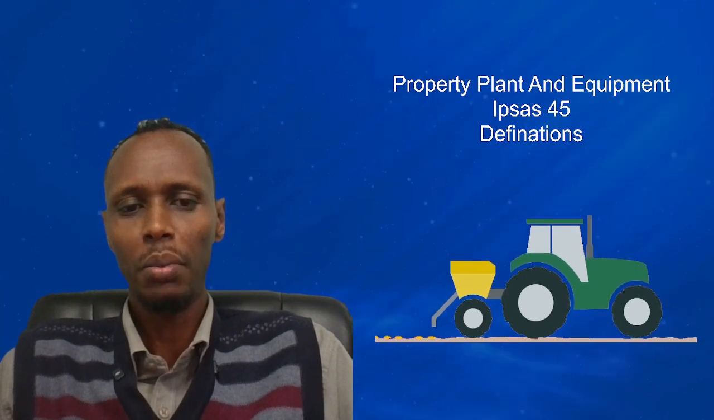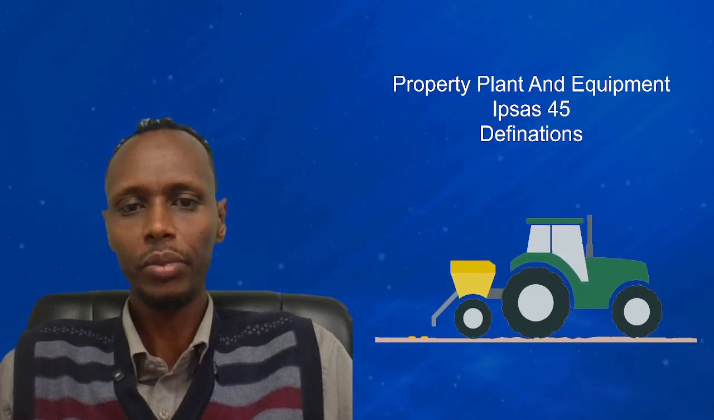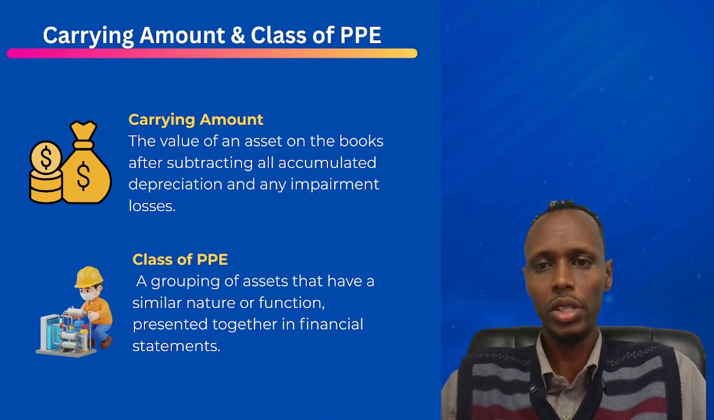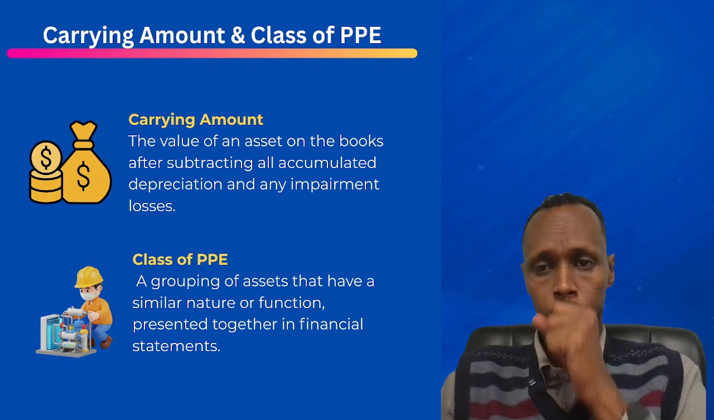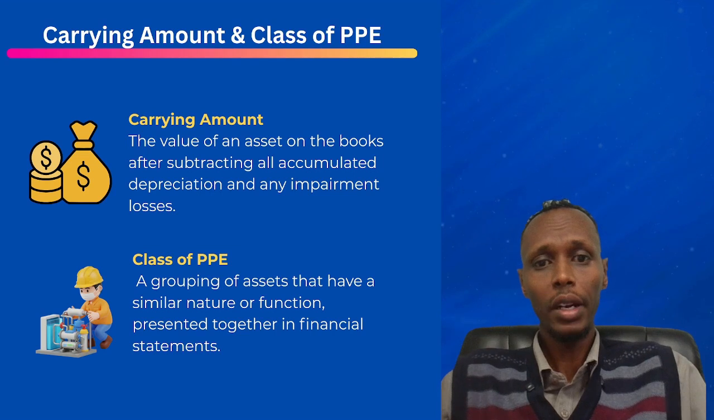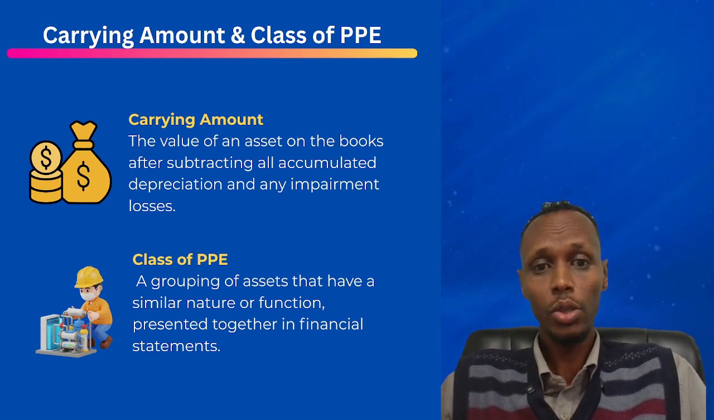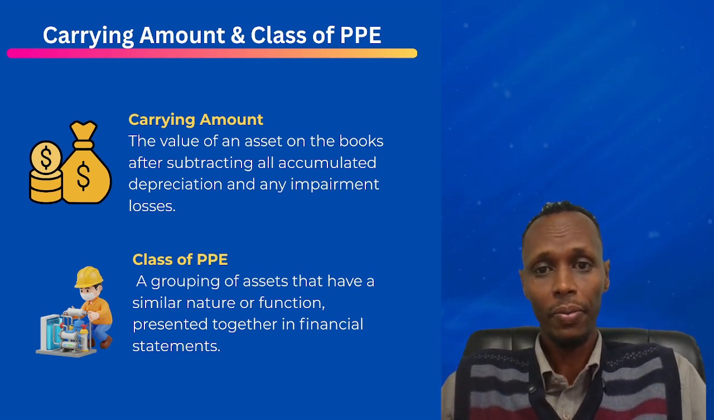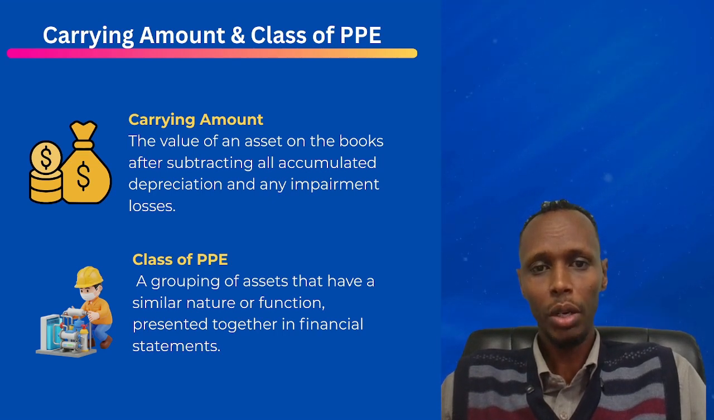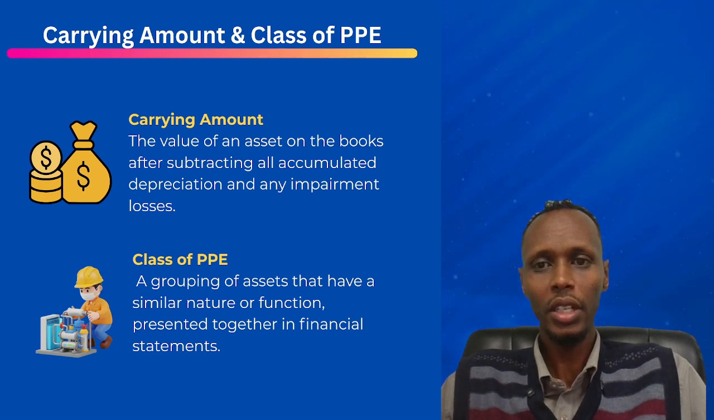We will start by defining what carrying amount is, and class of PPE. When you hear carrying amount, it is just the NBV, the book value. You start with the original cost and then you subtract any depreciation and any impairment losses it has accumulated.